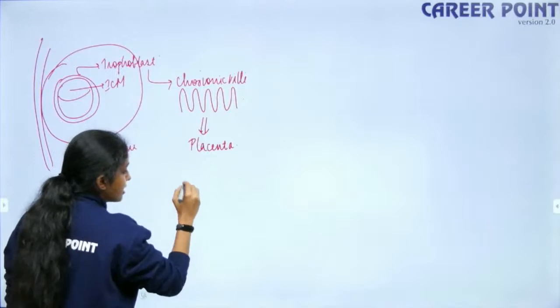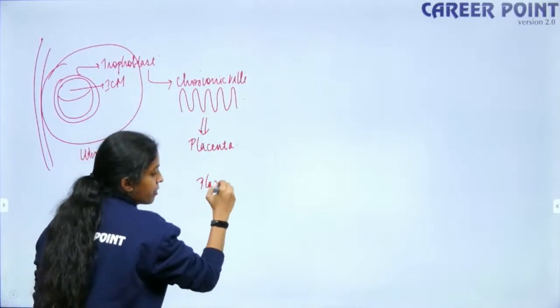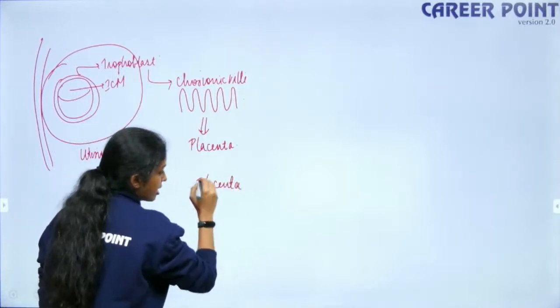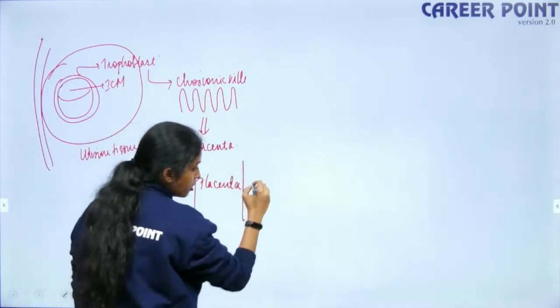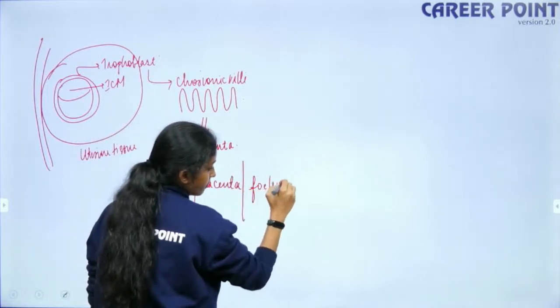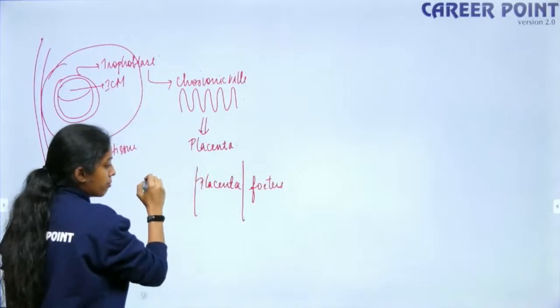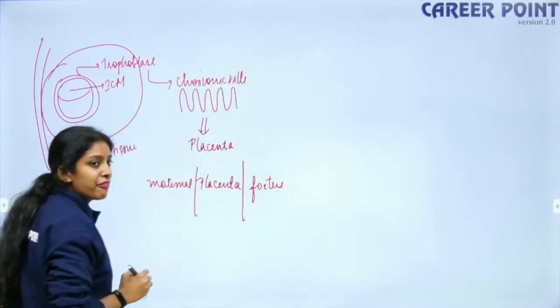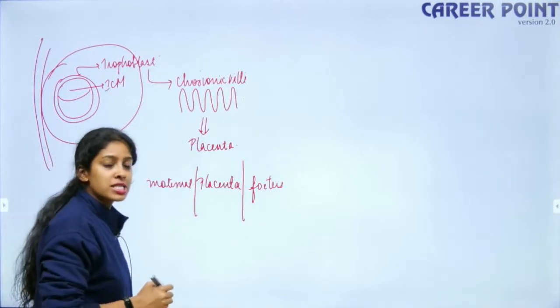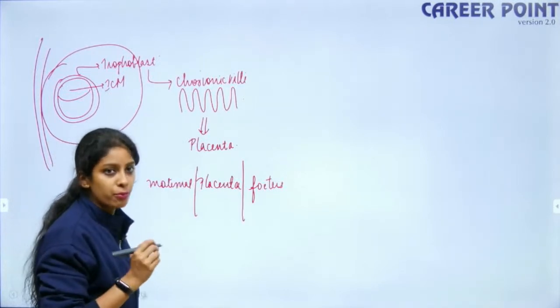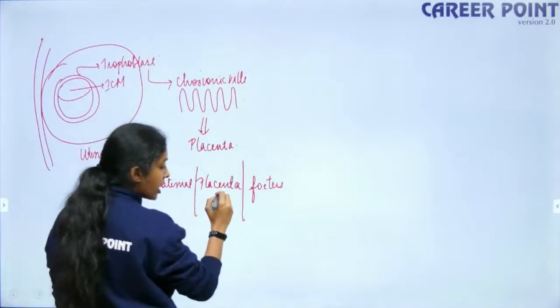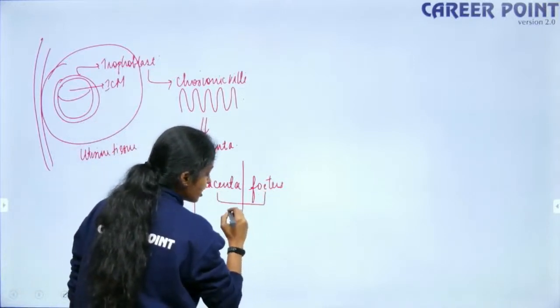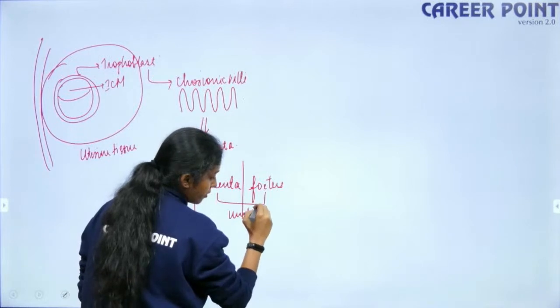So what does the placenta do? The placenta separates the mother from the fetus. If this is the placenta, this is the fetus and this is your mother, the maternal blood. After implantation, we no longer call it a zygote, we call it an embryo. Now what connects the placenta to the fetus is your umbilical cord.